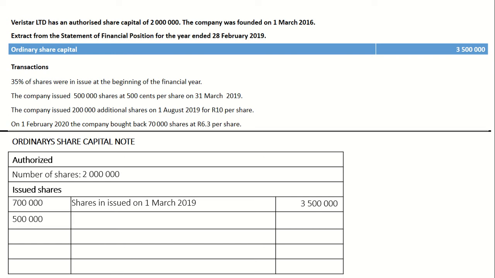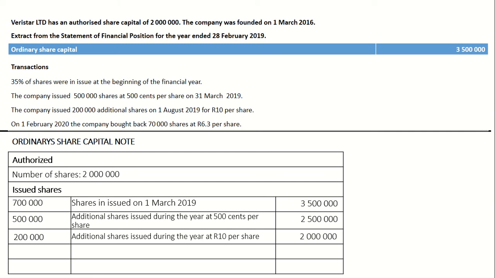And then we issued 500,000 shares at 500 cents per share on the 31st of March 2019. When you calculate share capital, you will simply need to take that 500 cents divided by 100, which is 5 rand, and 5 rand multiplied by 500,000 will simply give you 2,500,000. And then we issued 200,000 shares on the 1st of March 2019 for 10 rand. So to get our share capital, we'll simply take 200,000 and multiply by the share price. Our share capital will simply be 2 million rand.